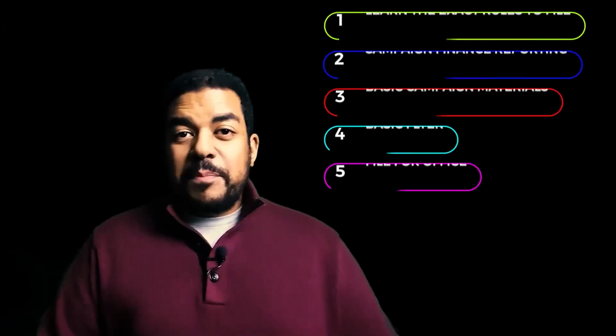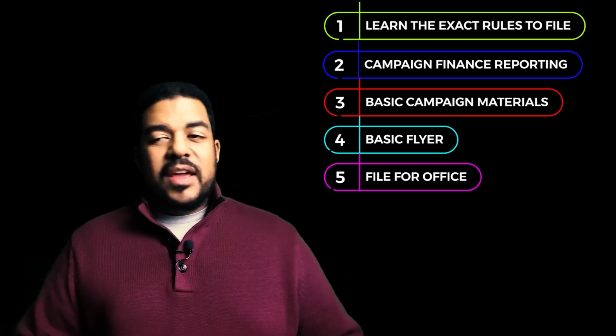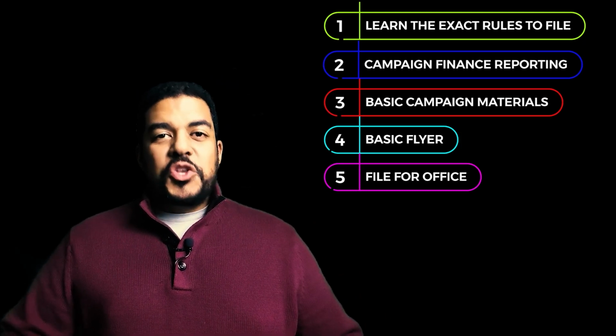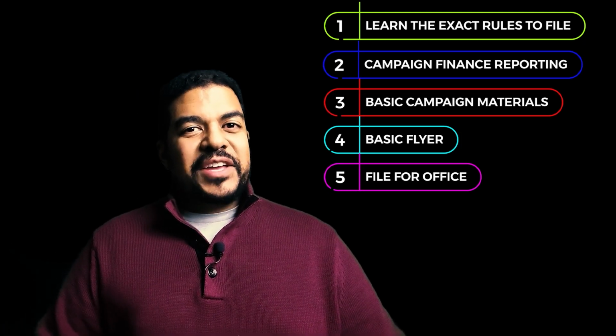Now, step 5, you're actually filing for office with your newfound signatures, and now you're filing your designation of treasurer form, and now you are ready to go. So those are the basics for getting your campaign started, and once those few things are finished, you're ready to get your campaign going into full swing.